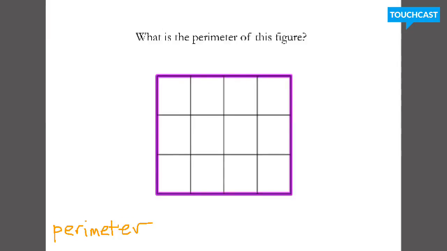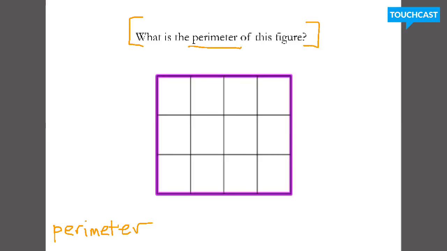Alright friends, the following problems are involving area and perimeter. So I will be asking you different questions in regards to area and perimeter. Take a look at this first problem. What is the perimeter of this figure?